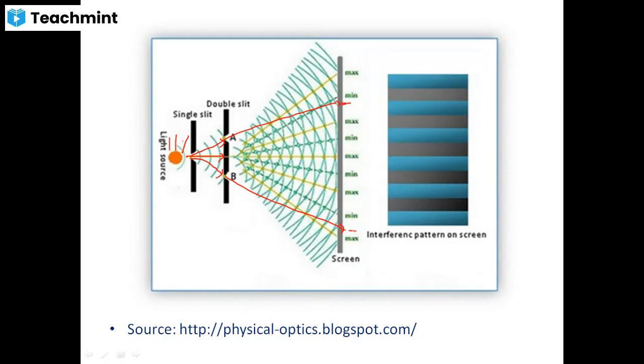But what we are getting is not two bands. We are getting continuously alternating dark, bright, dark, bright fringes. This kind of fringe pattern we are getting. So how to explain this? This is possible only if you take this incident light as a wave.